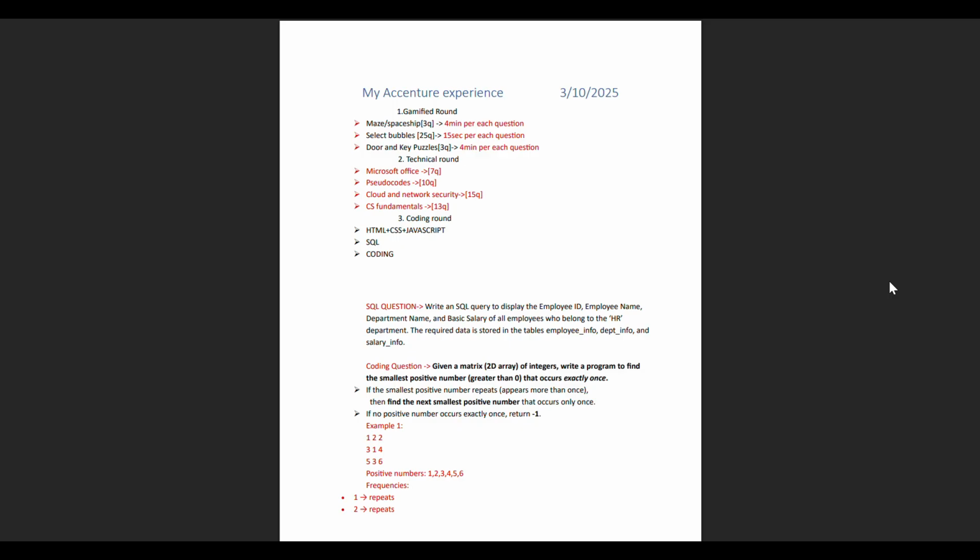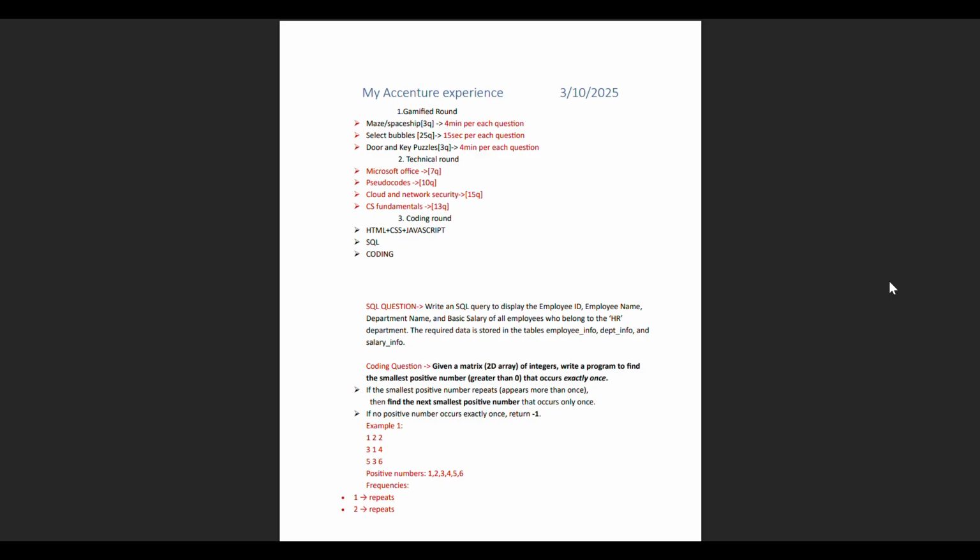As you already know, Accenture has changed the pattern of cognitive assessment. Now there is no more cognitive assessment like solving reasoning questions and verbal questions. Now they included a gamified round. They eliminated the cognitive assessment and included a gamified round.